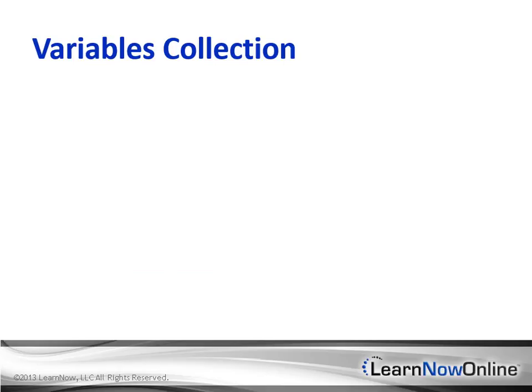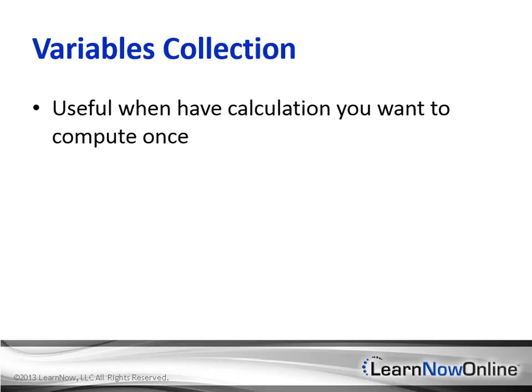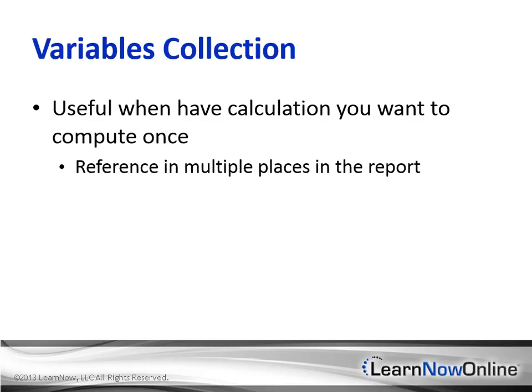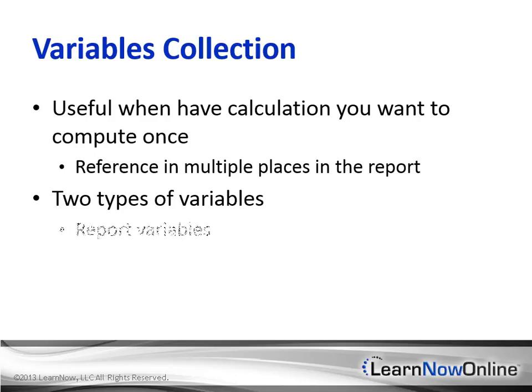All right, then the last collection I want to talk about is the variables collection. This is useful when you have a calculation that you want to compute once, but reference from multiple places within the report. There are two types of variables, both of which you can access using this collection. One is report variables. These you define and set the value using the Variables tab of the Report Properties dialog box. And the report variables are calculated once per report.